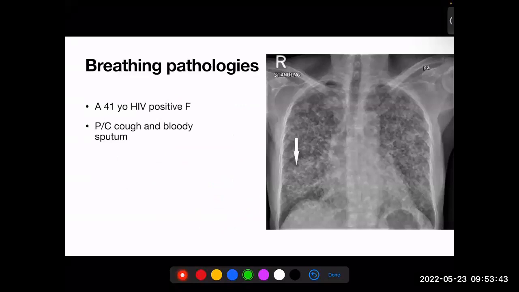Here we have a 41-year-old HIV positive patient who came with blood in the sputum. You are saying miliary TB. Yes, miliary TB. That looks like a miliary pattern. Yes, this is miliary TB.